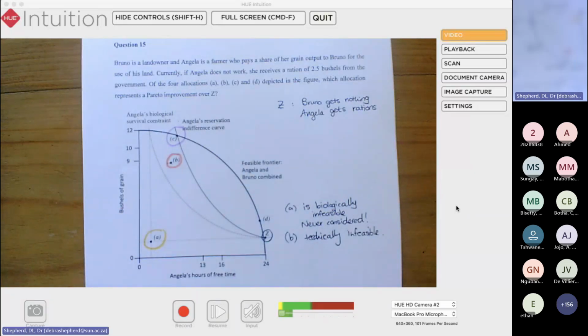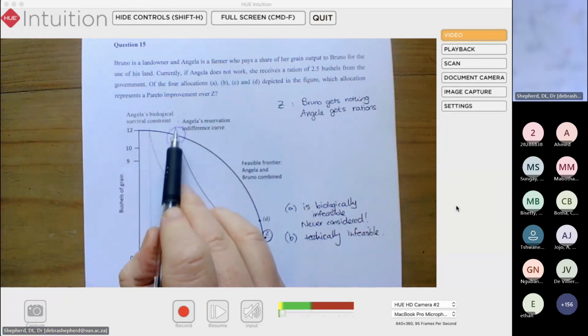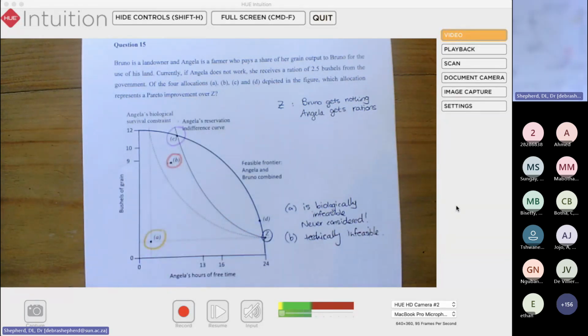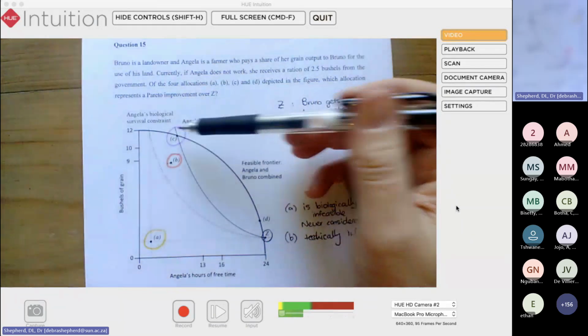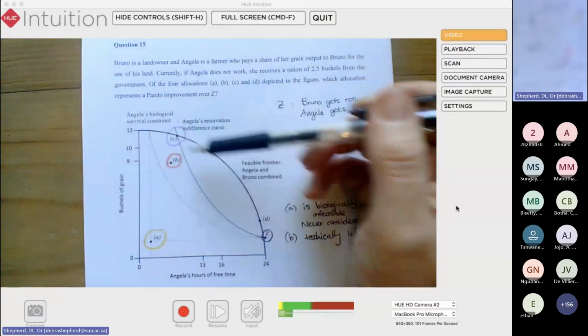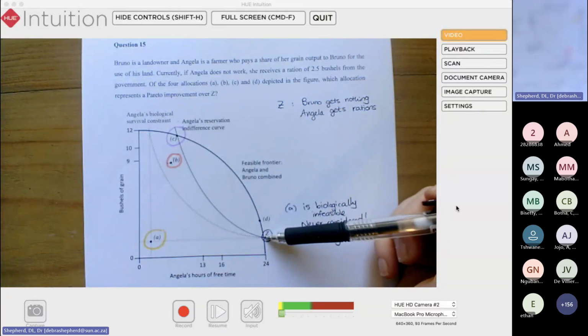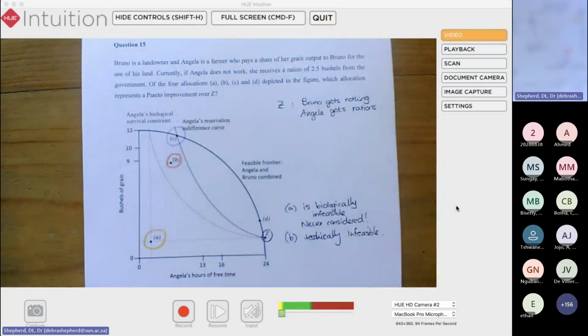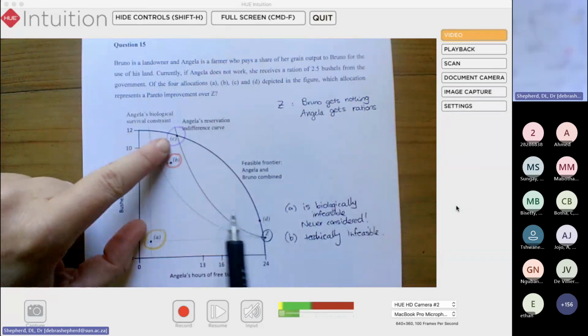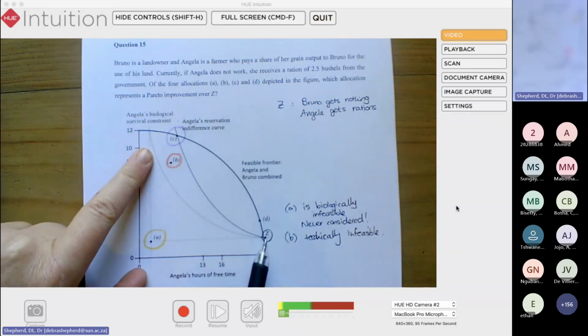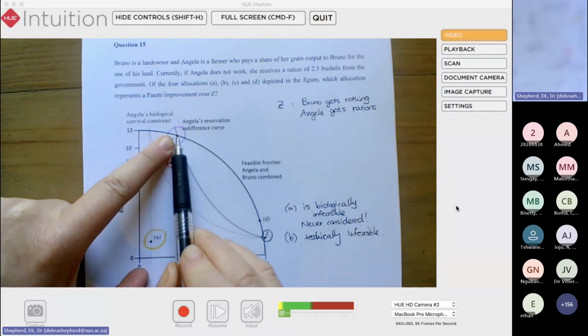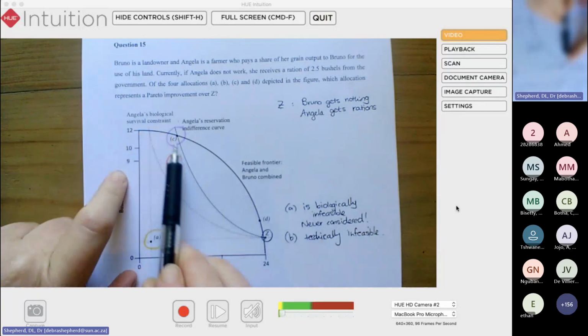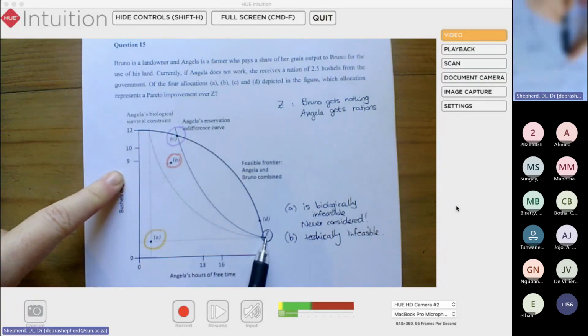Is C a feasible option, right? C is on the reservation indifference curve. In other words, it would make Angela no worse or better off than being at Z. So C would give Angela exactly the same utility as she would get at Z. What would Bruno get at C? Bruno gets nothing. Okay, so if Angela gets the same utility at C as she does at Z, and if Bruno gets nothing, which is what he gets at Z, how would we talk about C compared to Z? Does C represent a Pareto improvement over Z?